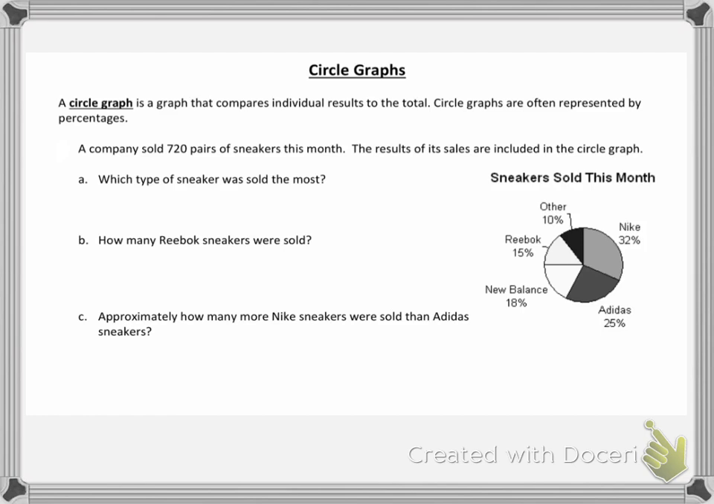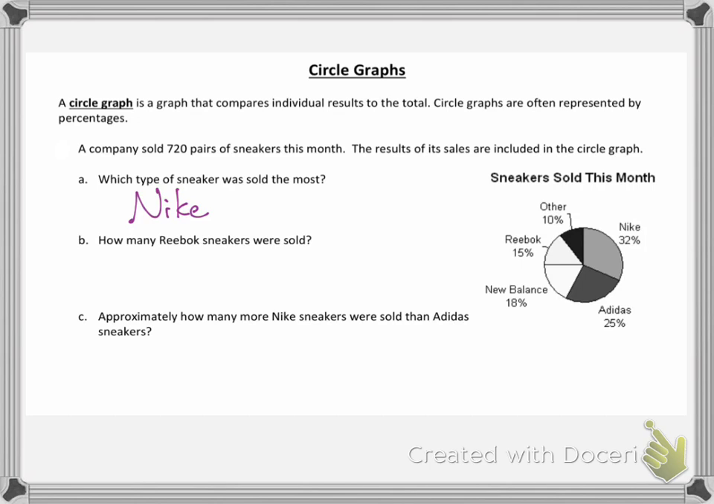A company sells 720 pairs of sneakers in a month. Results of the sales are included in the circle graph. So you can see everything displayed there. You've got 5 different wedges, all with the percentages included. First question, in A, which type of sneaker was sold the most? Well, if I want to know which one occurred the most, I want the highest percentage. So if I look at my 5 pieces, Nike has the highest percentage, so I would say Nike sold the most.